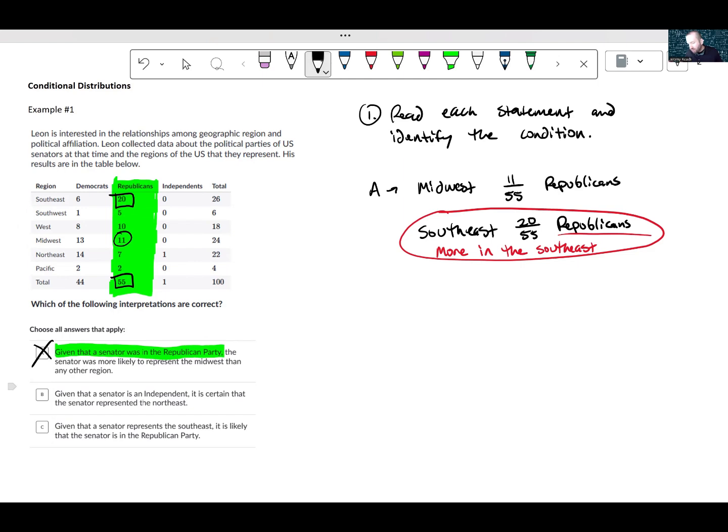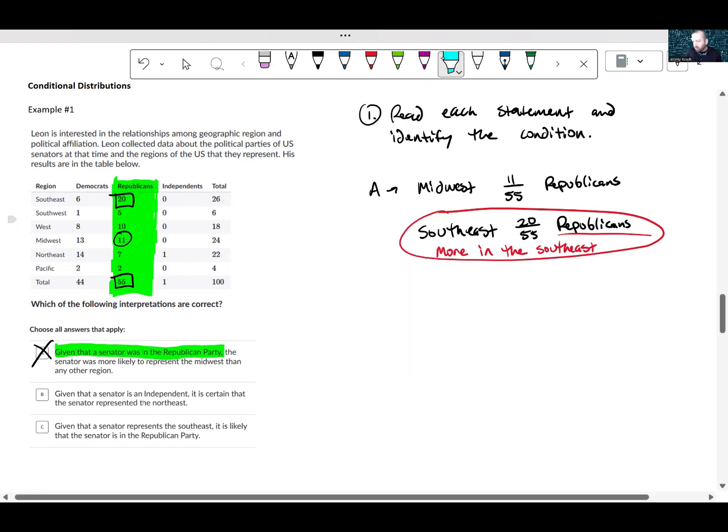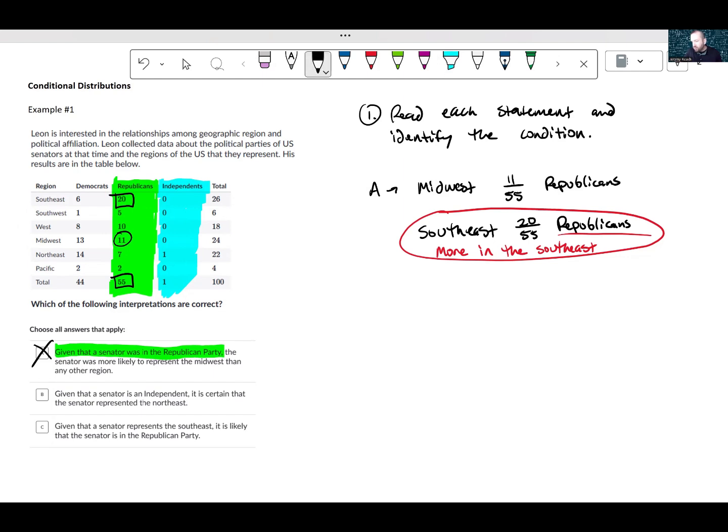For B, it says, given that a senator is an independent, it is certain that the senator represented the Northeast. So on the condition of the senator being independent, we're going to find the independent column, highlight all of that. It says it is certain that the senator is from the Northeast. We just have one senator who's an independent, and they are from the Northeast, and so B is true.